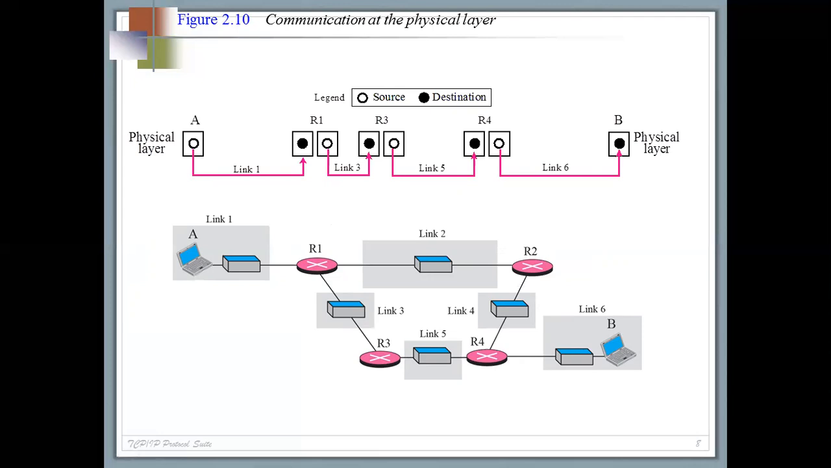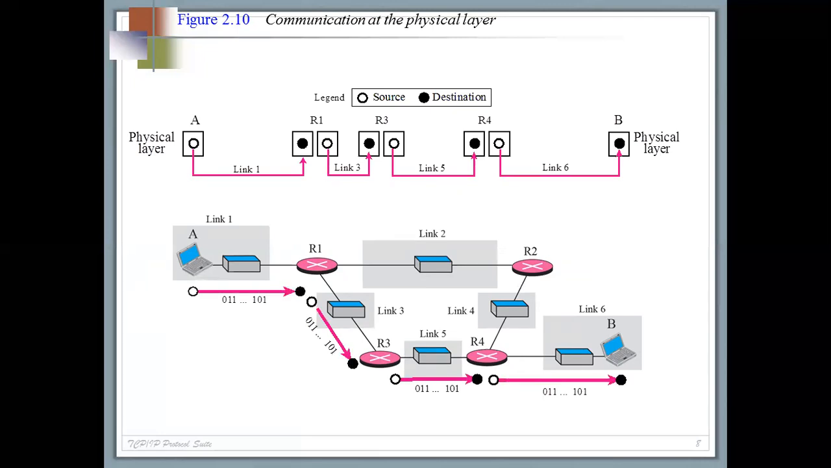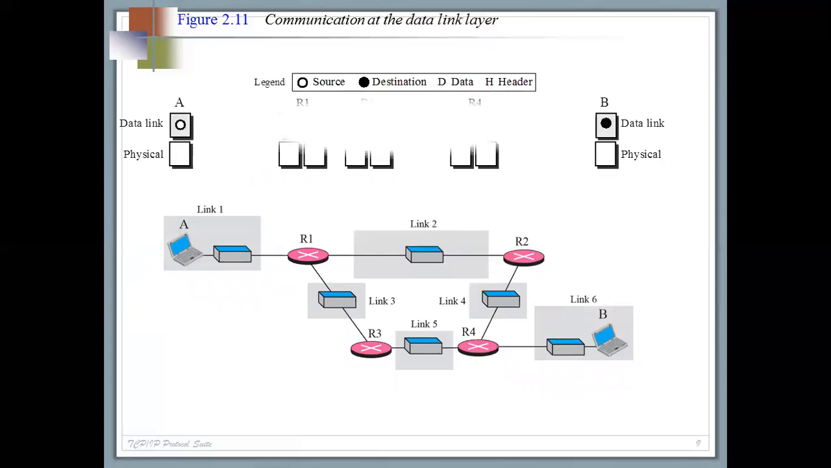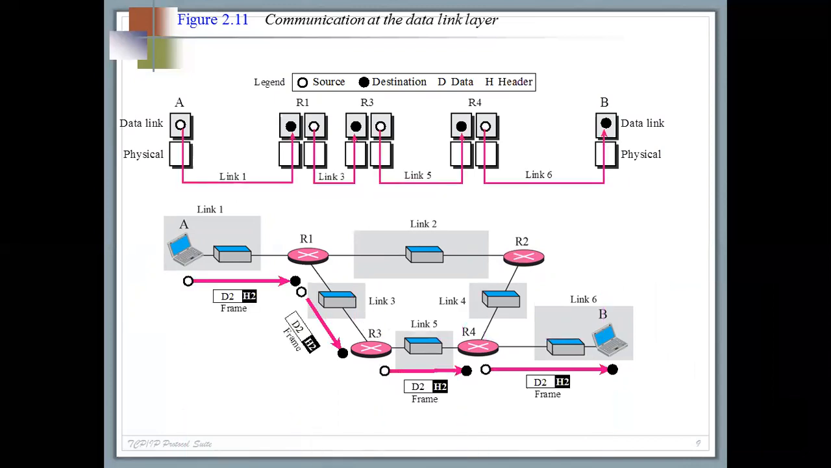If it is the physical layer, then only the physical layer will be contacting, and it will be only zeros and ones. Here it is only going to be bits. If it is the data link layer, we will call it frames. The source is A and the destination is B. In the source, it goes up to the data link layer, and here we call it a frame, where the data plus header is given.